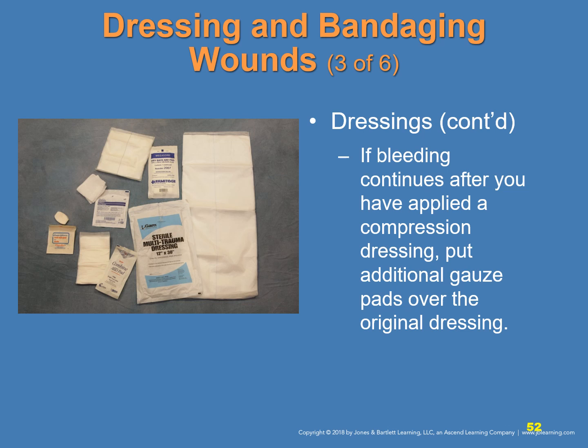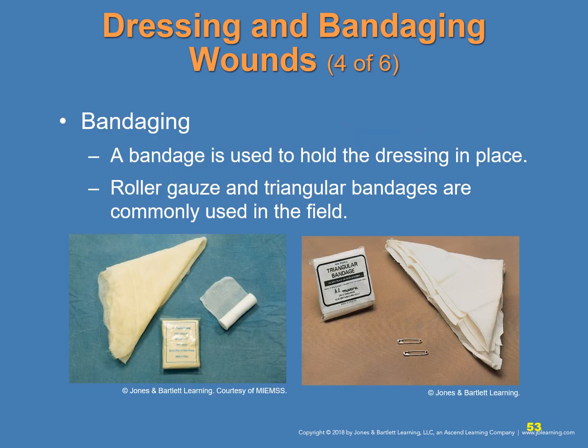If bleeding continues after you have applied a compression dressing to the wound, put additional gauze pads over the original dressing. Once the wound is sufficiently dressed, bandage the wound. Bandaging. A bandage is used to hold the dressing in place. Two types of bandages are commonly used in the field: roller gauze and triangular bandages. Roller gauze stretches slightly and is easy to wrap around the body part. Triangle bandages are usually 36 inches across and can be folded.